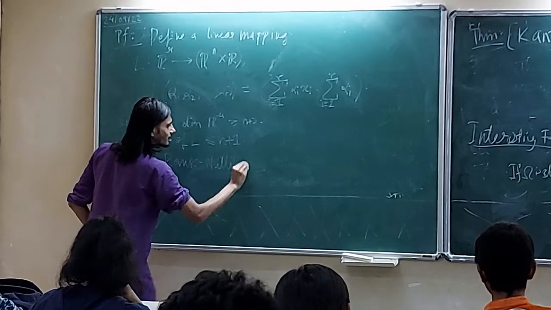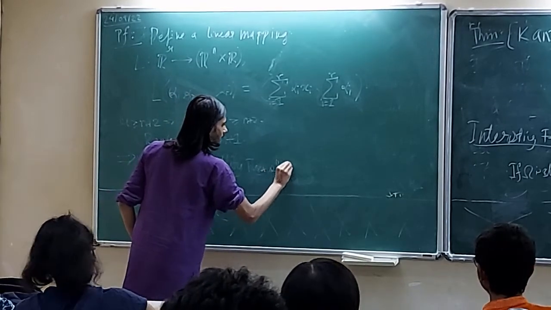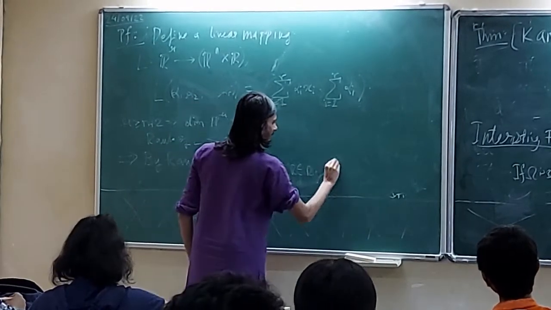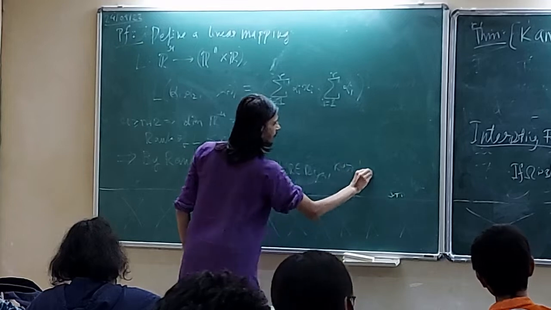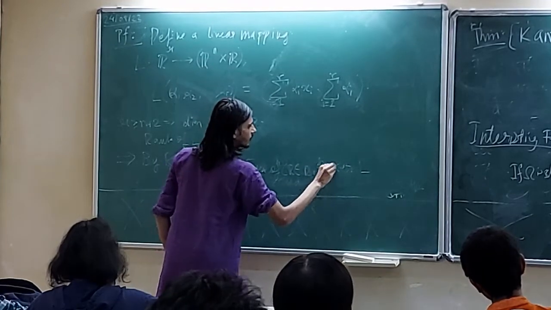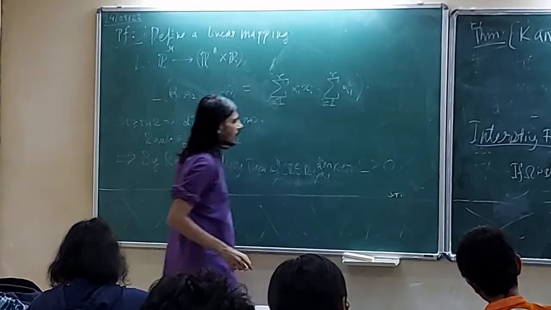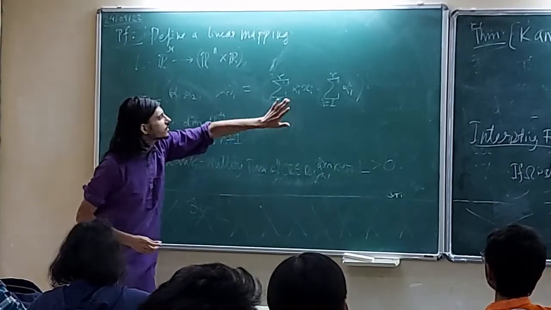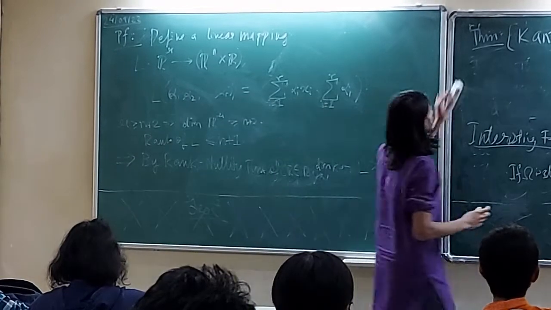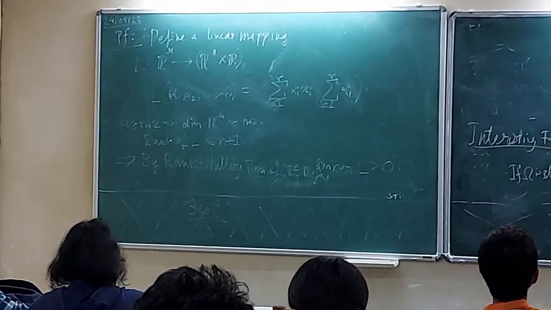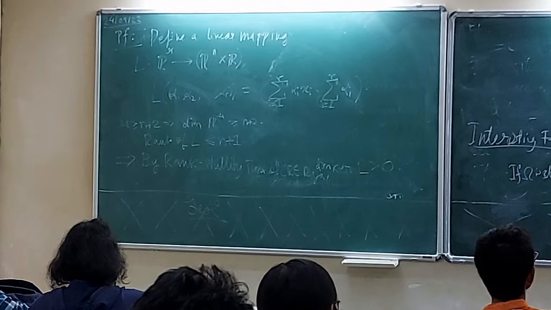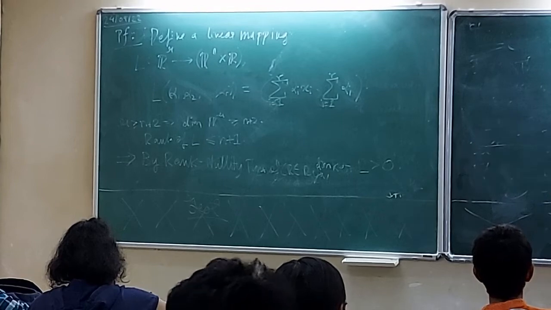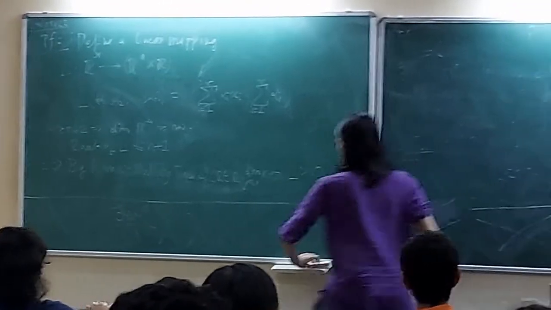By the rank-nullity theorem, the dimension of the kernel of L is greater than 0. Therefore, there are alpha i's which are non-zero and which satisfy this, and we are going to use these alpha i's. Specifically, we will use the positive and the negative ones.